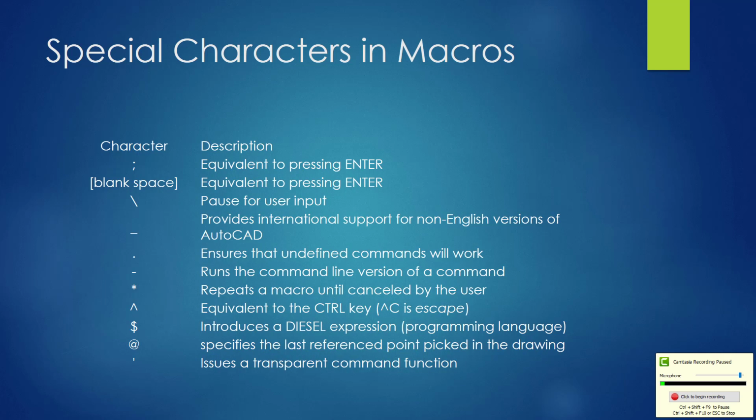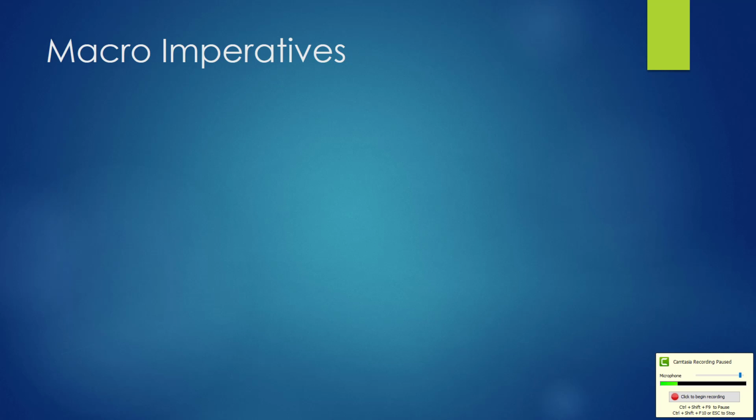Of course, the @ symbol specifies the last reference point picked when you're making a drawing, and the apostrophe issues a transparent command. For example, you can change zooms and you can change snaps and grid and that kind of stuff transparently. Not all commands can be run transparently, though. A few things you must know about running macros, and I'll call these imperatives.